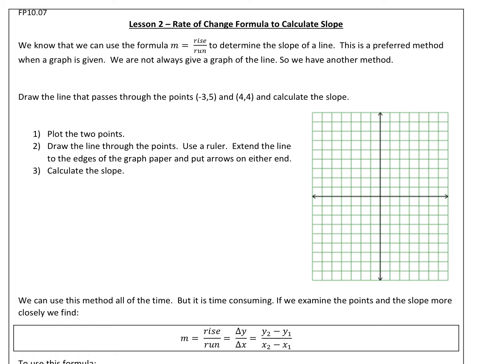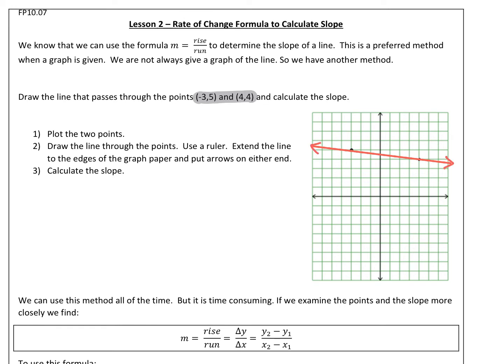So we're going to draw the line that passes through the points -3, 5, and 4, 4. We're going to start by plotting those points. We'll assume that these are going up by 1 on each axis. So -3 and 5 is going to be right there. And the point 4, 4: 1, 2, 3, 4, 1, 2, 3, 4, is right there. Then I can draw my line through those 2 points. We've already looked at doing that, so we know how to do that. So there's my line to the edges of my paper, and I put arrows on both ends.